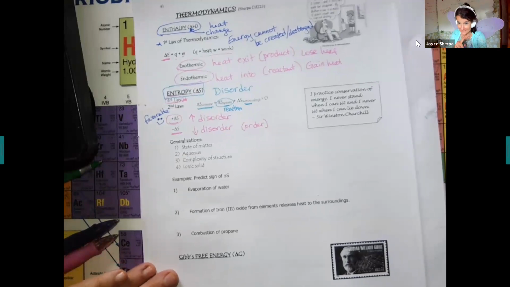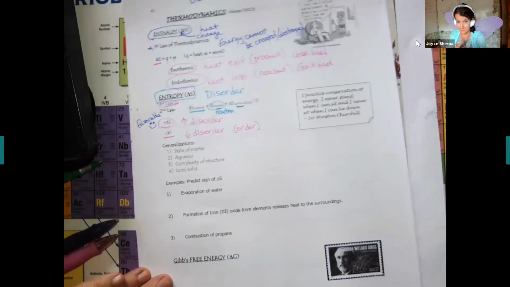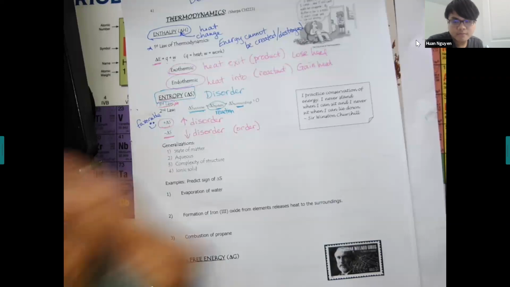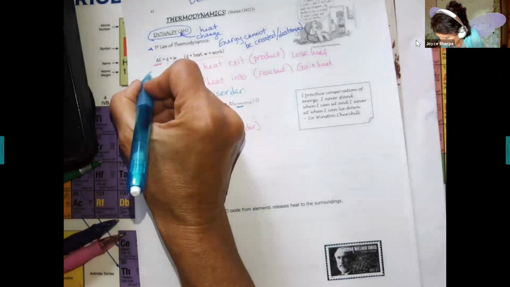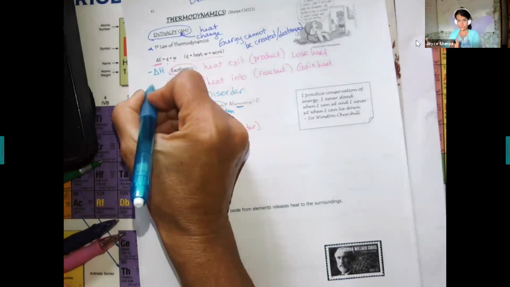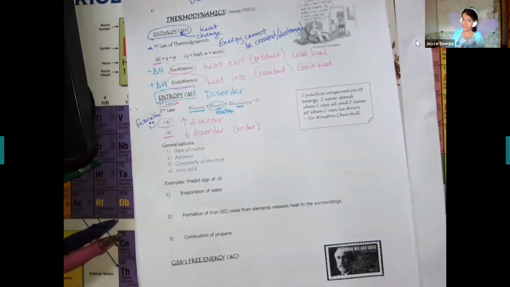All right, we have to go back to exo and endothermic, which is enthalpy. Which one is the negative delta H? Exothermic. An endothermic is a positive delta H. So it's like your bank account. You're losing heat, it's negative. You're gaining heat, it's positive.